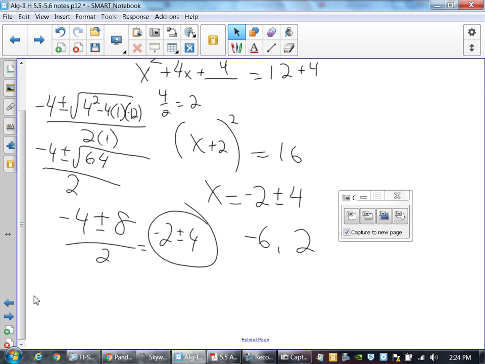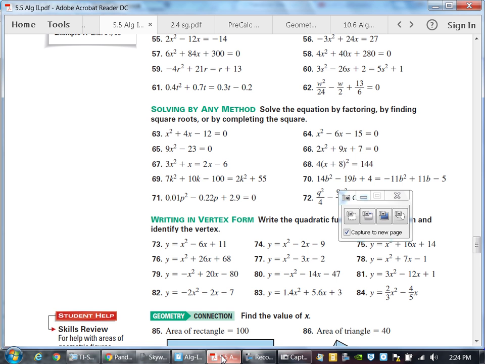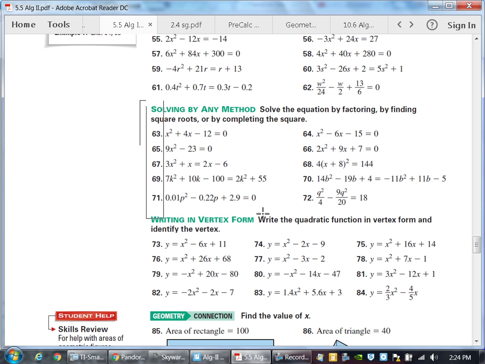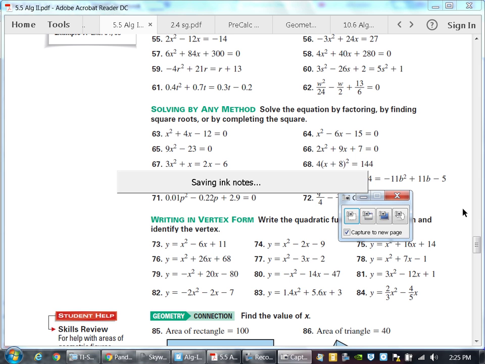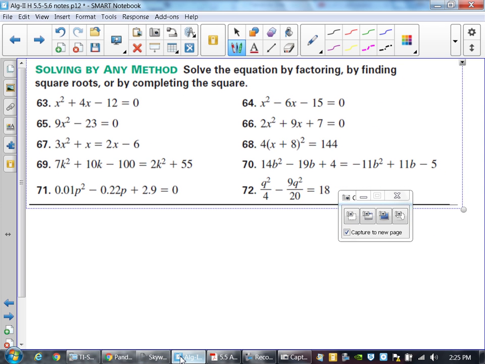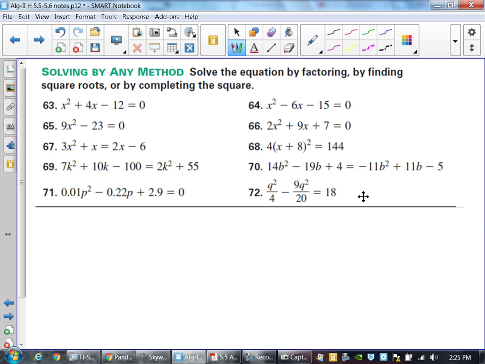So what I want you to work on tonight are those. It's in the same section. Add them to the problems you already have. You now have three possible methods to solve for zeros. It does not matter which one you choose. You've got factoring, completing the square, and the quadratic formula.